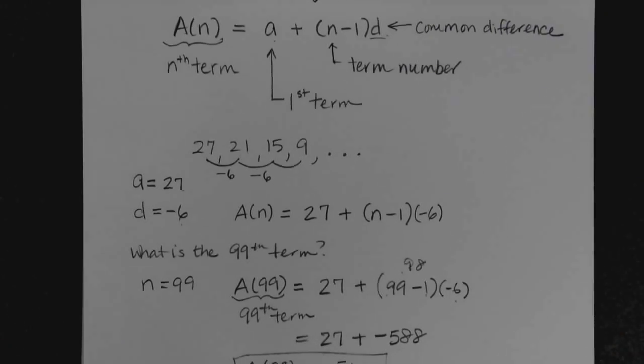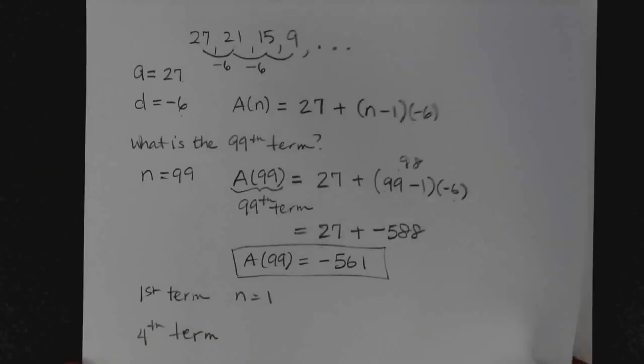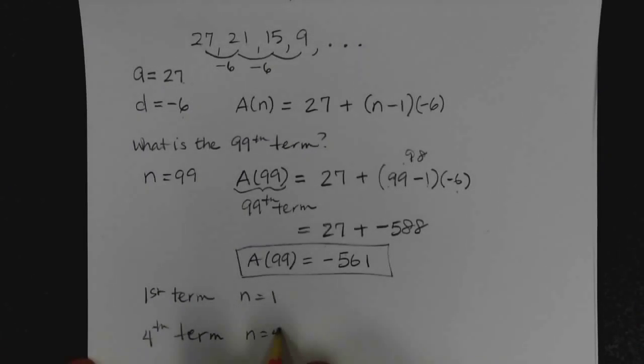If I'm asking you to find the first term, you set n equals 1. If I said the fourth term, you set n equals 4. And if I said the ninth term, n would equal 9. You plug each one of those numbers in. And that's how you write an arithmetic sequence rule and find each term as needed.